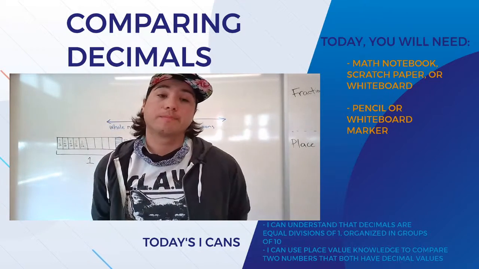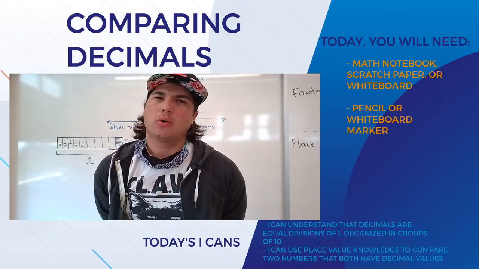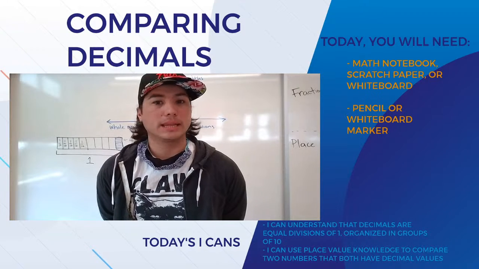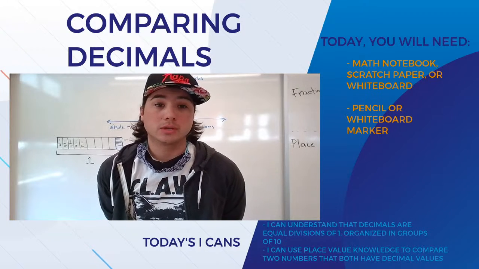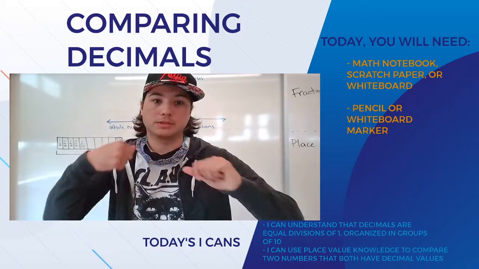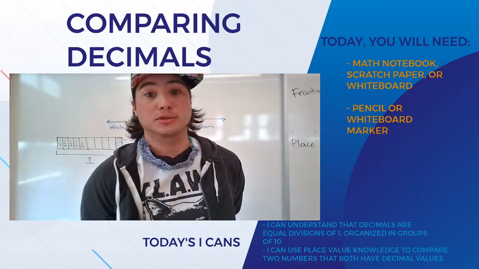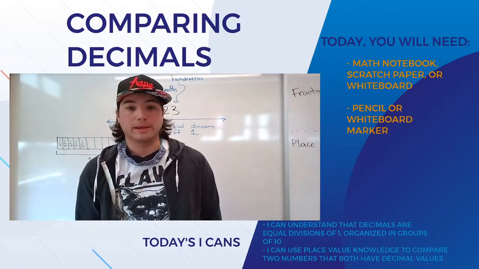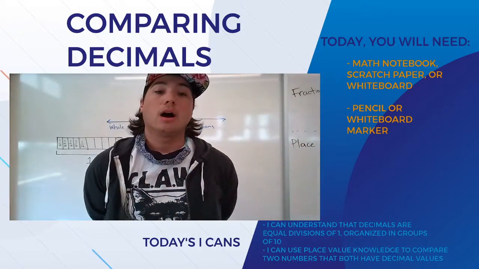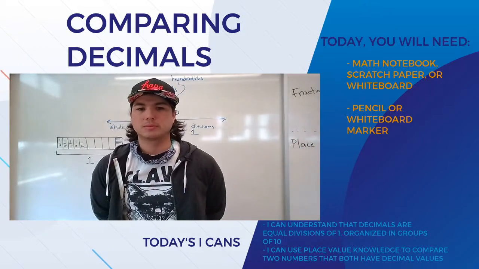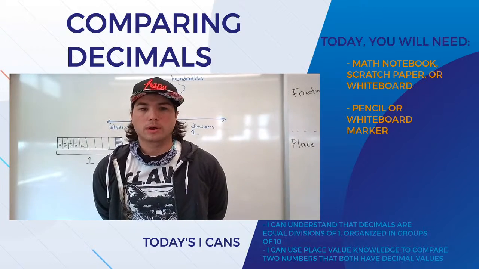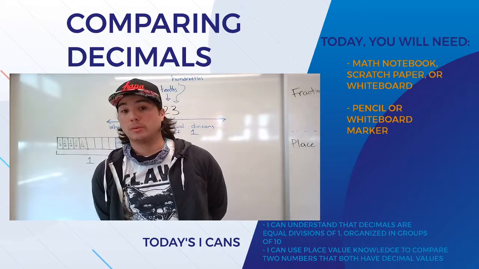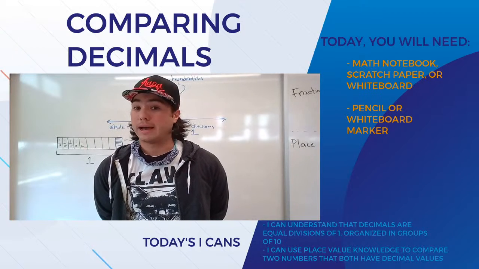We are comparing decimals today, continuing our intro through what a decimal is and how it functions in our place value system. And then we're going to be using our greater than and less than and equal signs to compare some decimals. There's our things you need over there. It's the usuals, something to write on, something to write with as you go. And then down here are our I cans. I can understand that decimals are equal divisions of 1 organized in groups of 10. And I can use place value knowledge to compare two numbers that both have decimal values.